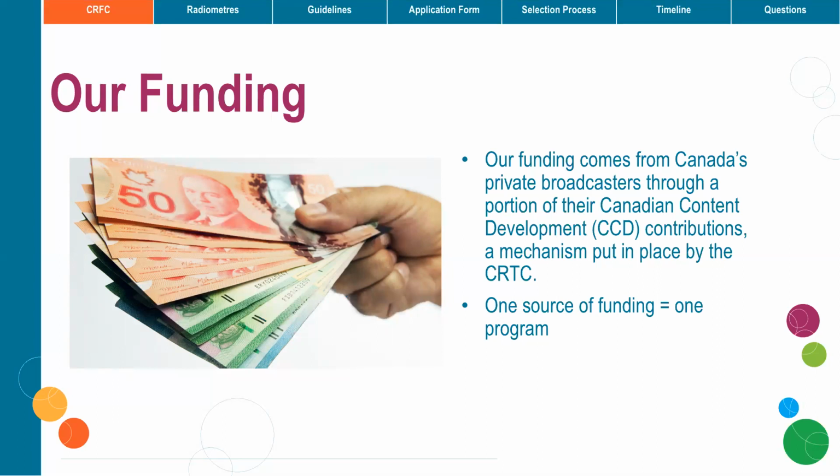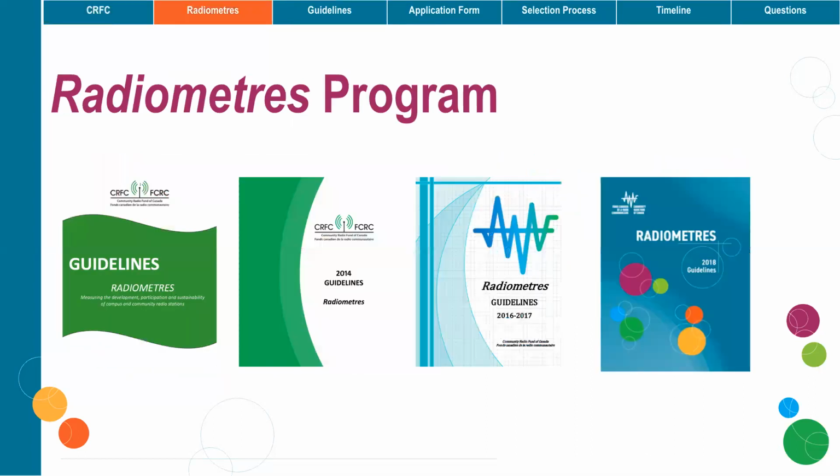At the request of the CRTC, we can only fund specific projects because we are here to give extra help to stations. So Radiometres was created to distribute CCD funding to the sector, and we only have one source of funding, so that's why we have one main program. So Radiometres, what's that? The program was first launched in July 2012. We are now in the 6th year of the program and the 8th round of funding.